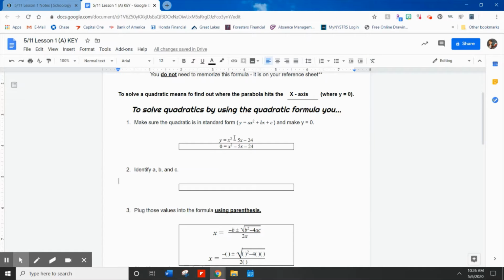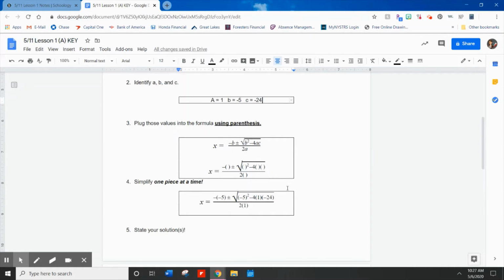After we set it equal to 0, we then need to identify a, b, and c. Remember, a is the one that is always attached to x squared. In this problem, I don't see anything, so that means that a is equal to 1. B is the one that's always attached to the x term. You always have to bring the sign with it. So our b term here is -5. And lastly, our c term is the constant, the number that stands alone. Here it is -24. Again, do not forget to bring the positive and negative signs with it.